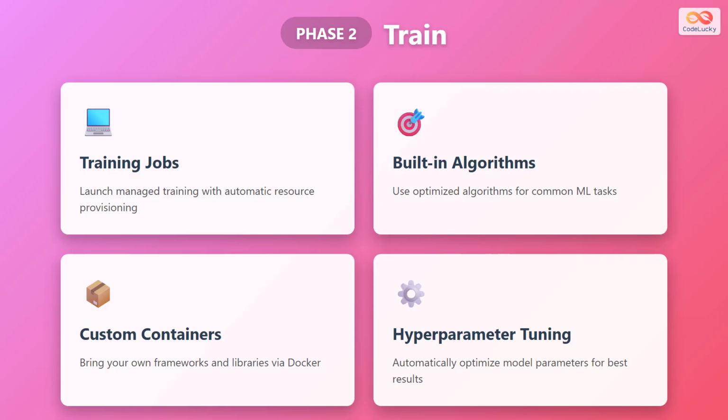If you need more flexibility, custom containers let you bring your own frameworks and libraries via Docker. This means you can use any machine learning framework you prefer, not just the ones provided by Amazon Web Services. Finally, hyperparameter tuning automatically optimizes your model parameters for the best results. Instead of manually trying different parameter combinations, SageMaker can systematically search for the optimal configuration, saving you significant time and effort.